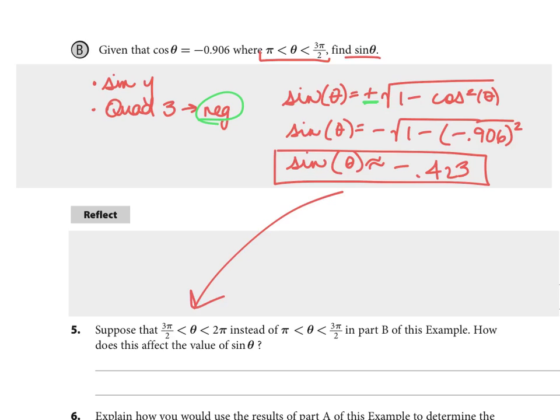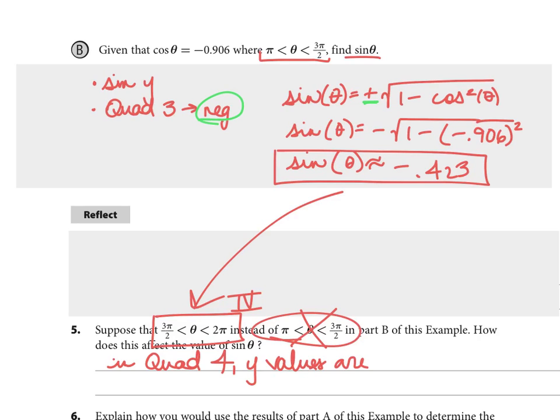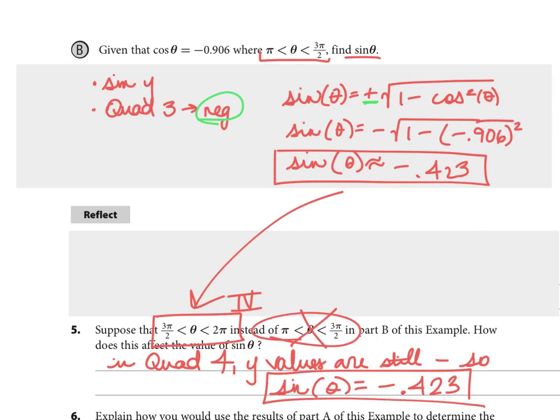Now this question 5 down here asks us the same idea, but it says supposing that instead of being in this quadrant 3, now they're asking us to be in this other quadrant, which is going to be quadrant 4. Well, we know in quadrant 4, the y values are still negative. So how does this affect the value of sine? It doesn't. It's going to stay the same. So we're going to go ahead and write that out. In quadrant 4, y values are still negative. So sine would still be, the value would still be the same. So sine of theta would still be approximately negative 0.423. The only time it would change is if it had put us in quadrant 1 or quadrant 2, that sine value would have become positive because we're talking about positive y values in those quadrants.